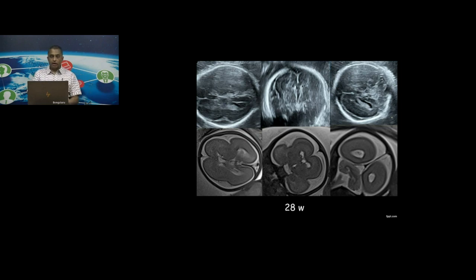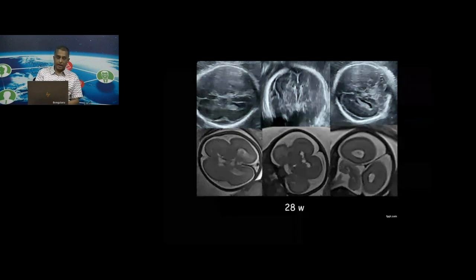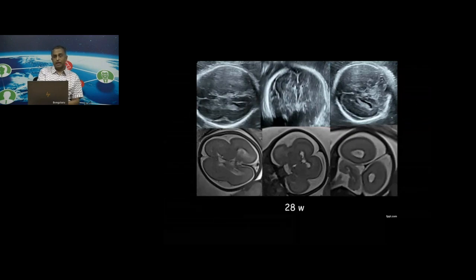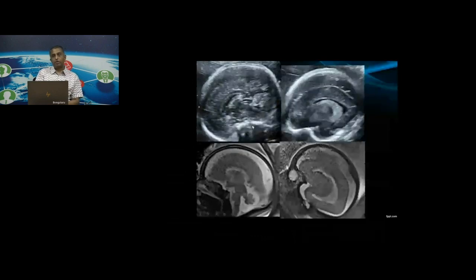So therefore, clearly this 28-weeker presents to you with delayed sulcation, and you, for the first time, realize that this is an abnormal brain. You send out the lady for a fetal MRI, and I've shown you the fetal MRI pictures. To continue the story, neurosonogram is not only axial sections.